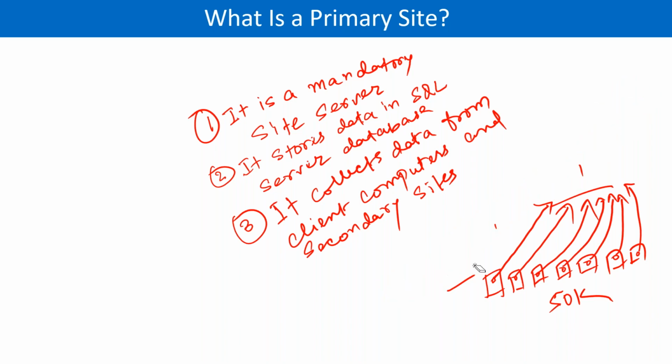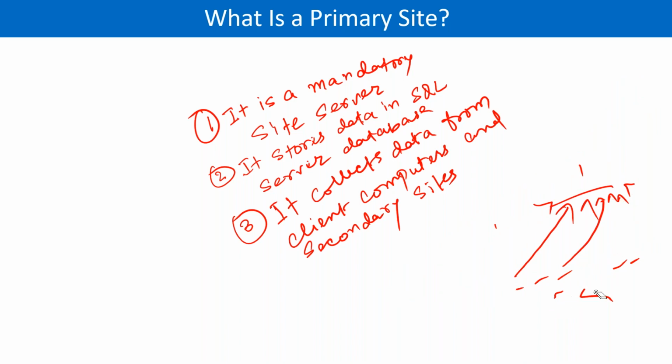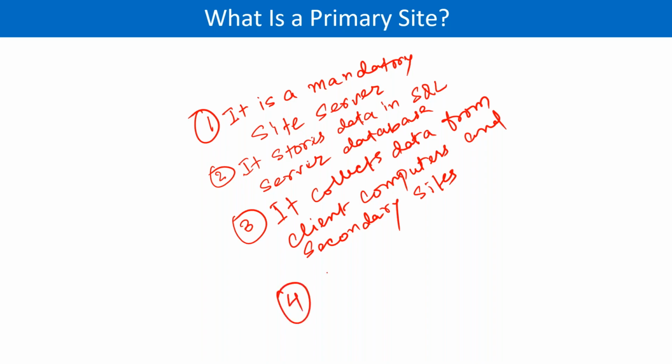Okay, so that is the data source for the primary site, guys. Now, where do we install the primary site? Basically, the primary site manages secondary sites and client computers.